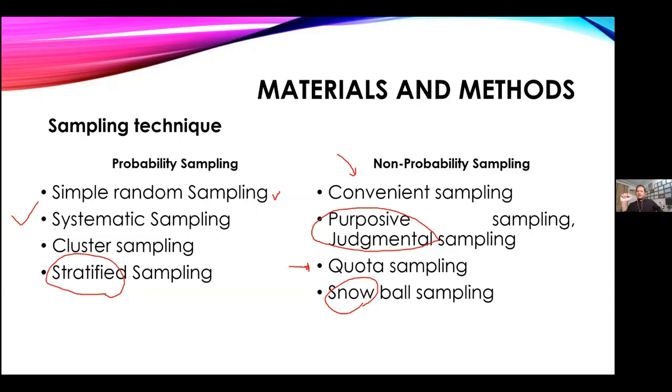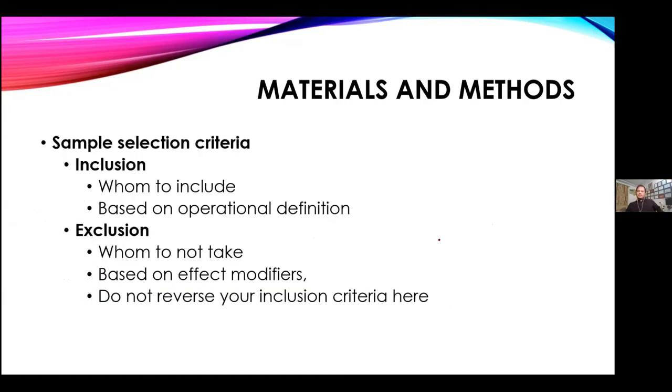If you want to study rare diseases, take snowball sampling. If you want to sample on the basis of predefined proportions, take quota sampling. Take purposive sampling if you want to take the sample on the basis of your own purpose and judgment. If you want to take non-representative sampling on your own convenience, take convenience sampling.